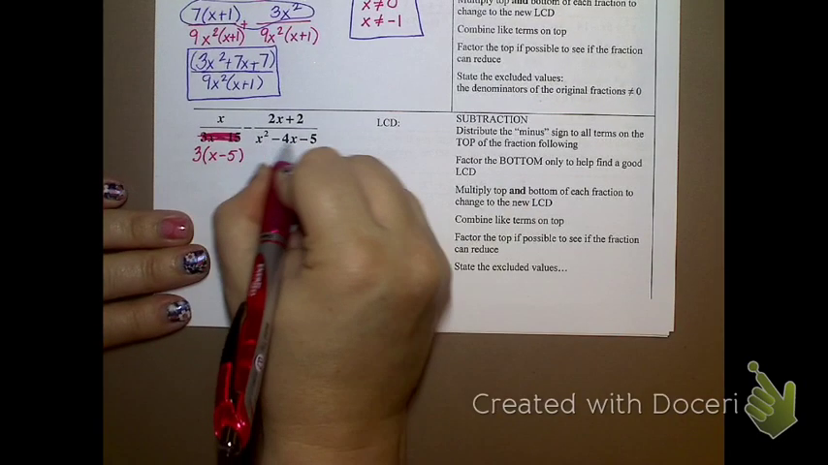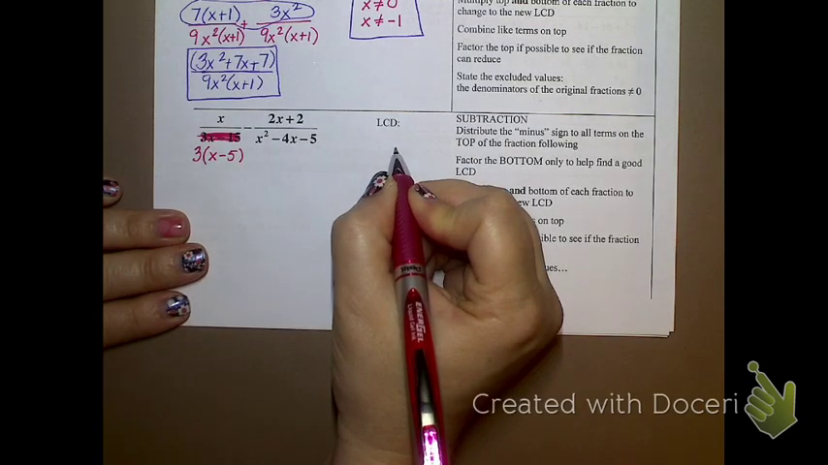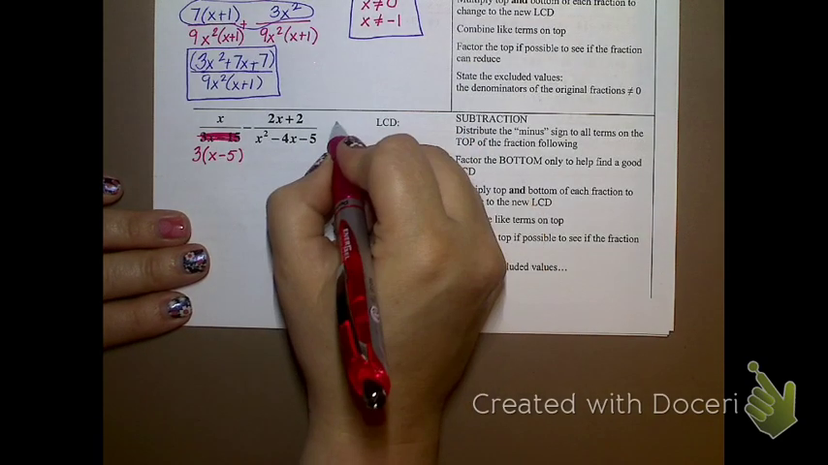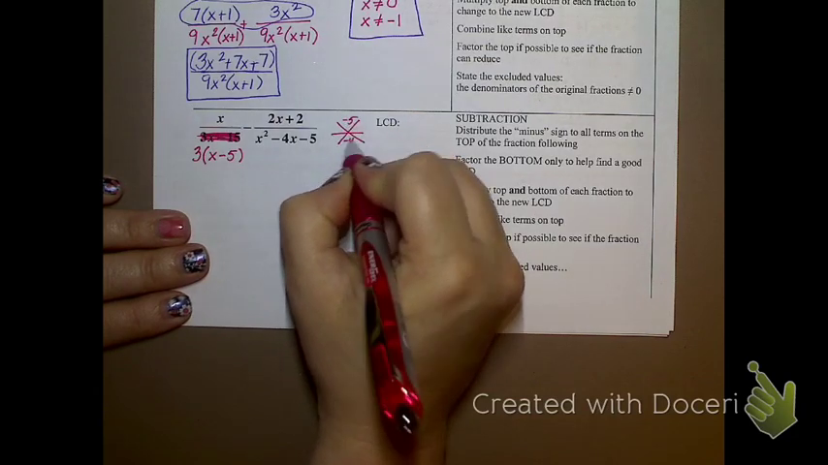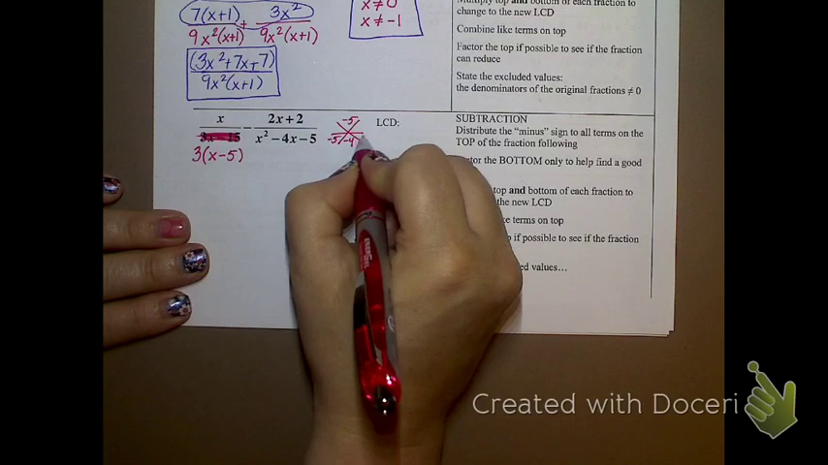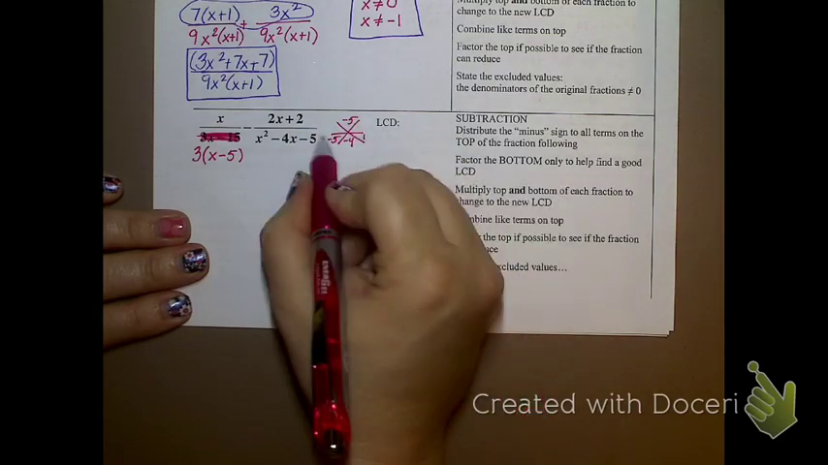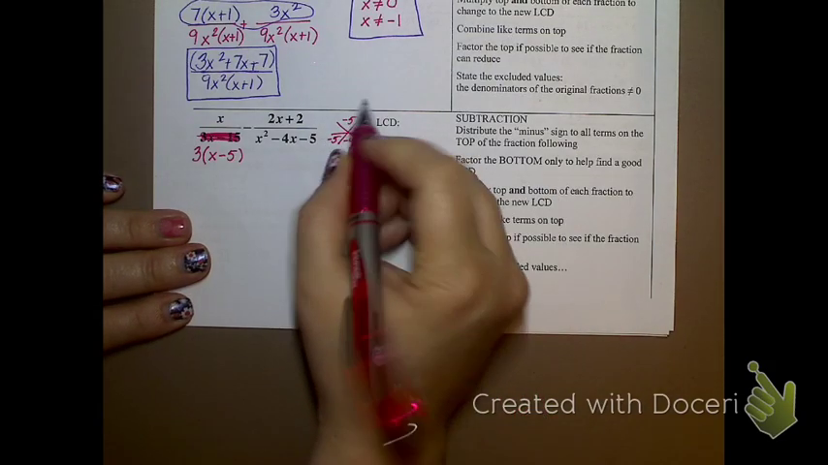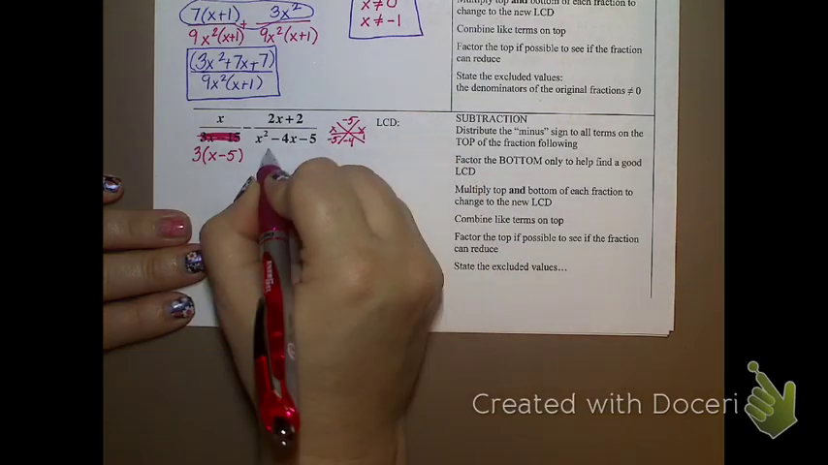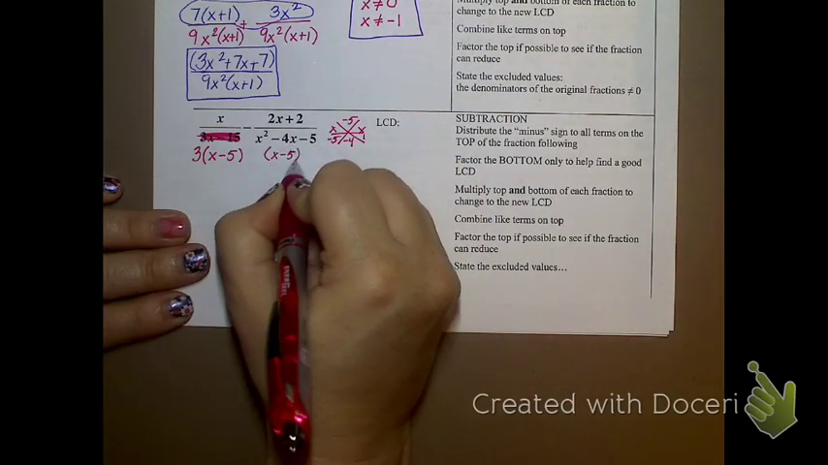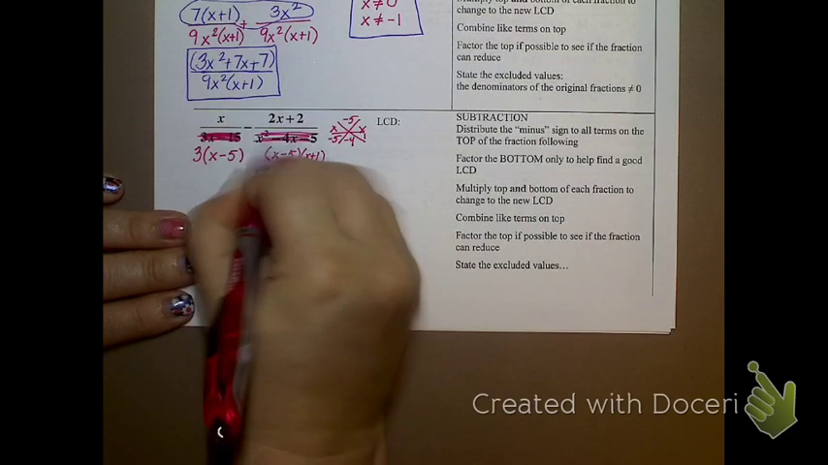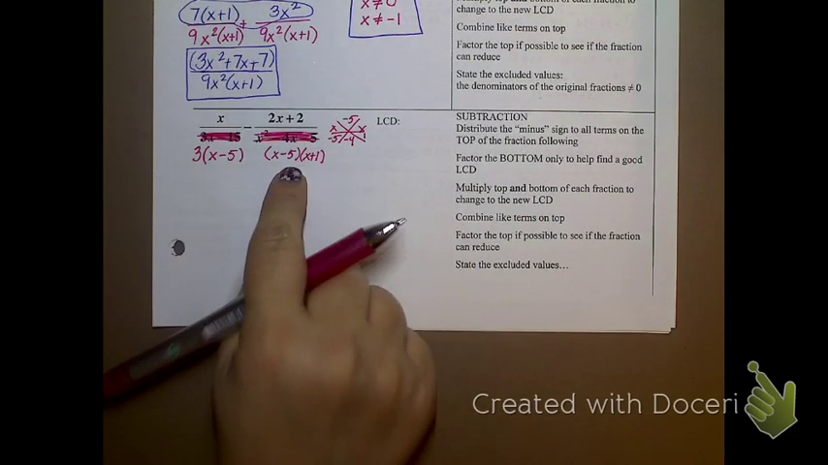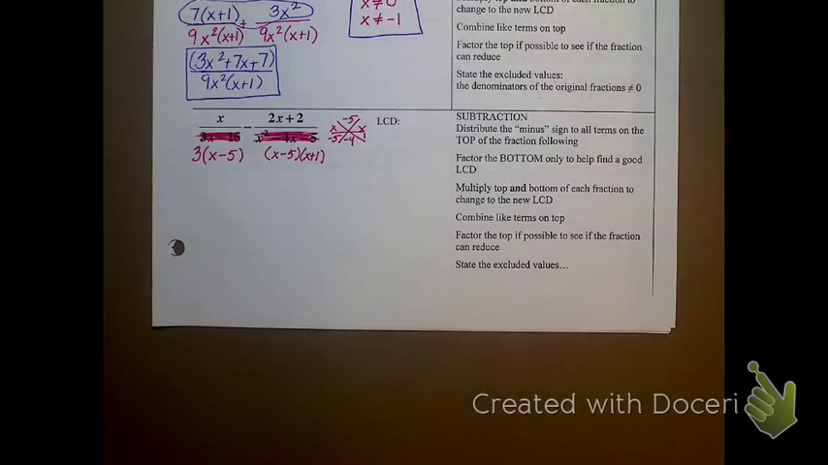How about this one? X squared minus 4x minus 5. Can I factor that? I think I can snowflake that. Negative 5 and positive 1, correct? They will multiply to get negative 5 and add to get negative 4. X and x, so let's see, I have x minus 5 and x plus 1. So for the rest of the problem, I'm not going to be looking at that form. I'm going to be looking only at the factored form. Okay?